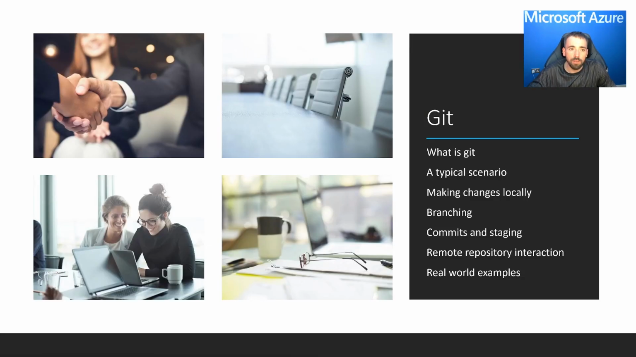So in this video I'm going to be giving a brief overview of the Git version control system. I'm going to start by describing a typical scenario of how we might use Git on a day-to-day basis. And then I'm going to be drilling deeper into making changes locally, branching, commits and the staging area, how we might interact with a remote repository, and then giving some real-world examples of developers using Git and some of the actions they might perform in their day-to-day job.